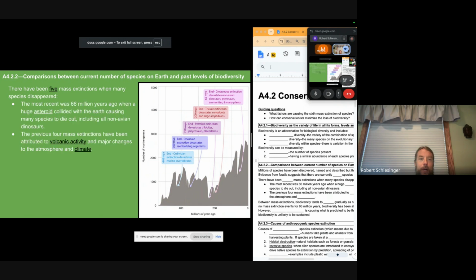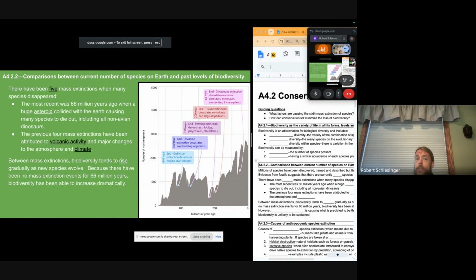So 5 mass extinction events. You nailed it. An asteroid. So I was wrong. It wasn't a meteor. It wasn't a comet. An asteroid caused the most recent one, and that wiped out a lot of our dinosaur friends. And then we think the rest were caused by volcanic activity as the Earth was kind of forming. And you're not required to really know much more than that.